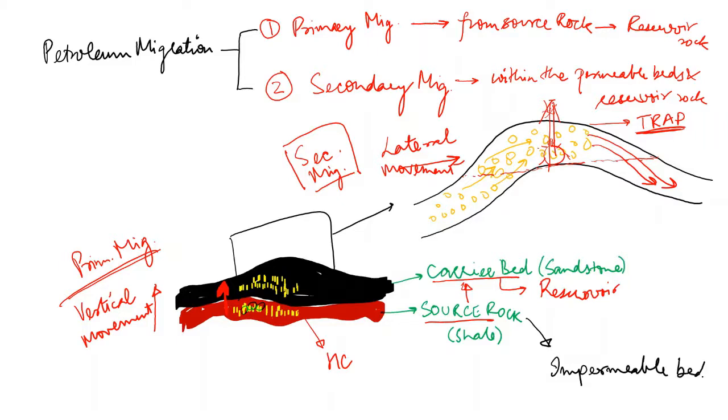Impermeable beds, while the reservoir rocks are porous and permeable beds. So how did the migration occur then? Because for migration you need to have some sort of mechanism in which this fluid goes out from the source rock to the reservoir rock.